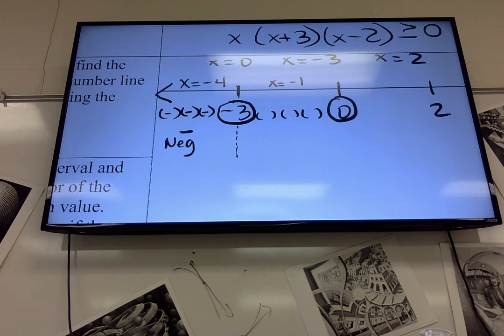So obviously the first one's negative because I'm putting it in for x. What about the second one? Positive. And the third one? Negative. So what's this going to be? Positive. Multiply negative times positive times negative, I get a positive. Have I lost anybody? Okay.